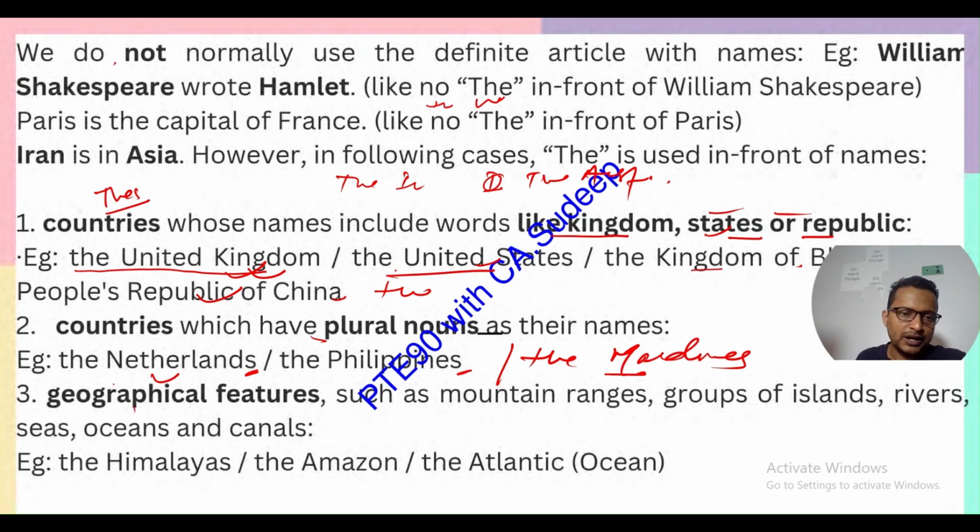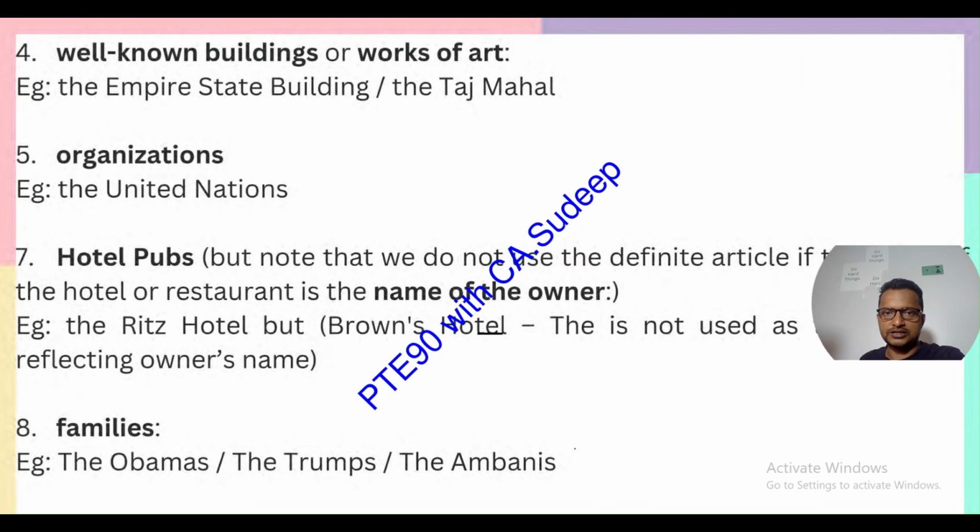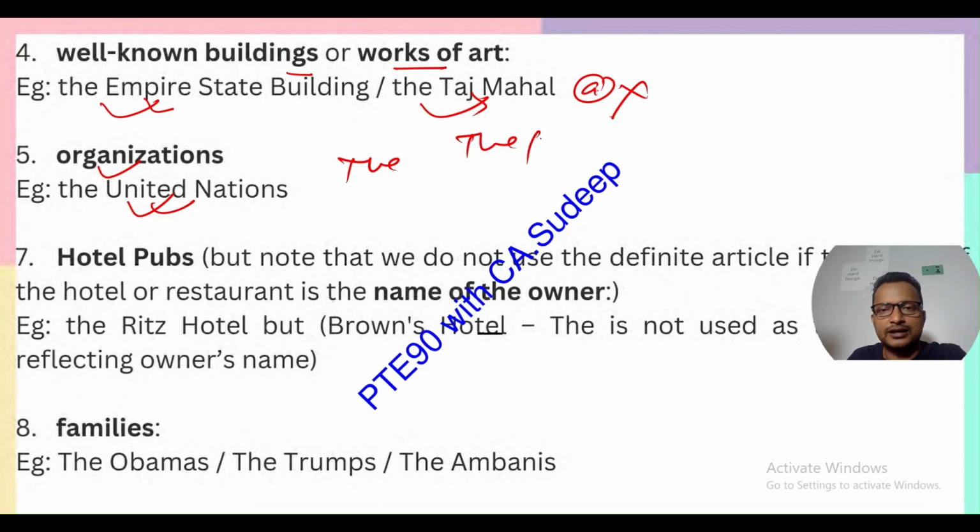And then another one is geographical features. In front of such geographical features you should also put "the", for example, the Himalayas, the Amazon, the Atlantic Ocean. These are the examples, right? And if you are referring to well-known buildings or works of art, you also put "the", for example, the Empire State Building, the Taj Mahal. You cannot say a Taj Mahal, right? If you are referring to organizations, for example, the United Nations, the Secretariat, the Parliament, the Supreme Court, something like that, right?